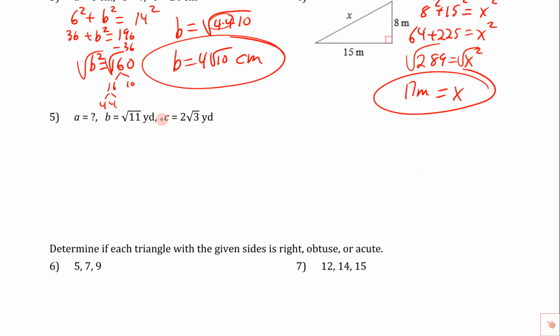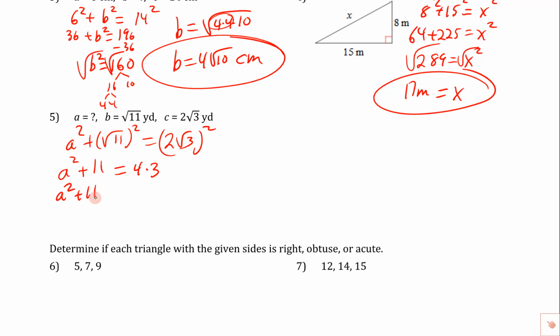Ooh, this looks awful, but if I remember right, leg squared plus leg squared equals hypotenuse squared. And the cool thing about this is these just undo each other. So we get a squared plus 11 equals, remember, we're going to square this, we're going to get a 3, because if we square root, those undo each other. We get what's underneath the radical, technically the radicand. And then we get 2 2's, so that would be a 4. So this is a squared plus 11 equals 12.